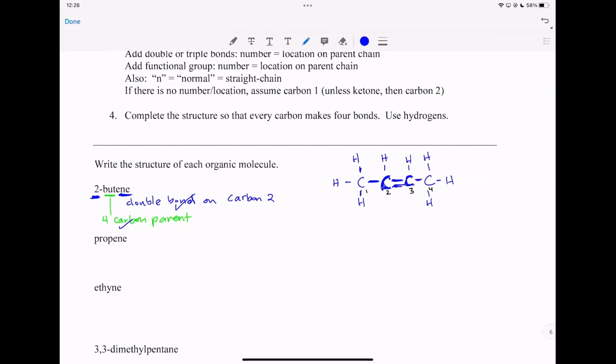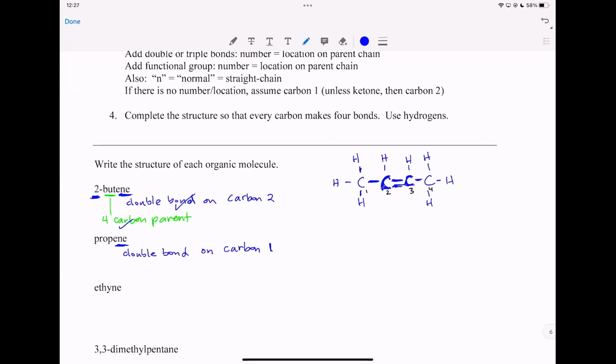For the next one, we have propene as the name. So start at the right side of the name and look at the name ending. ENE means there's a double bond. When you have a double bond or a triple bond, you need to look at the front of it to find the location. If there's no location, it must mean the default, which is on carbon number 1. So when there's no location, it must mean that there was a 1 in there that was taken away.